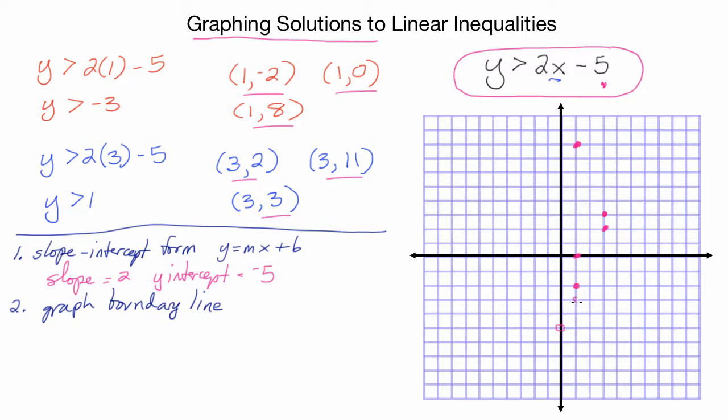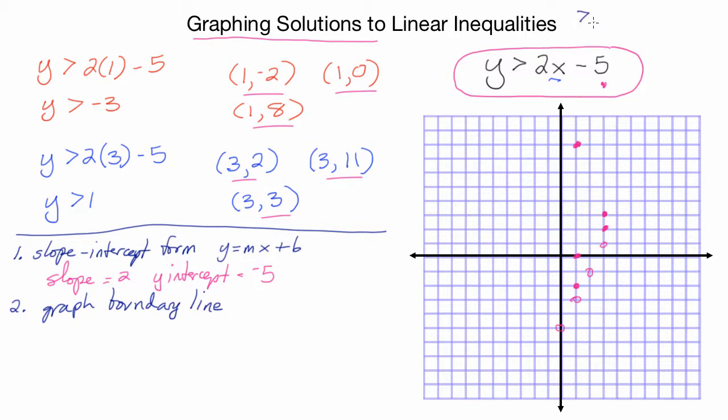Over another one up 2, and now we've got a good idea of what our line is looking at. Now before I can just draw a solid line through those points, I need to think about my inequality. This is y is greater than 2x minus 5, but it's not equal to. I'm not given a greater than or equal to. And since it's not equal to, I can't graph a solid line.